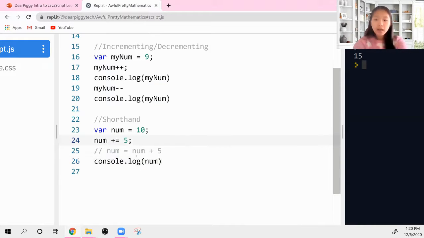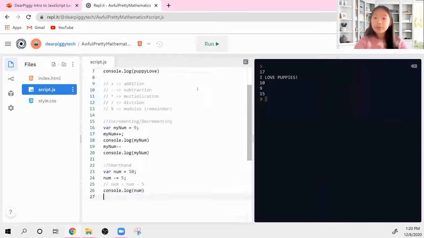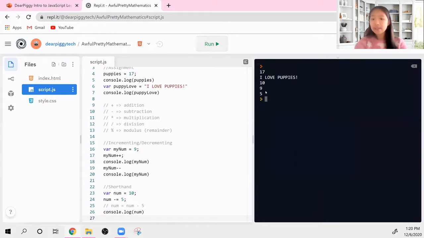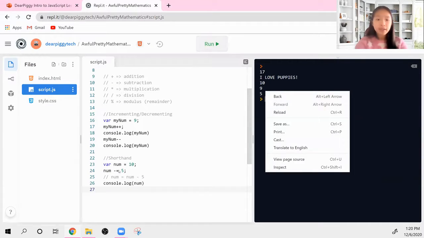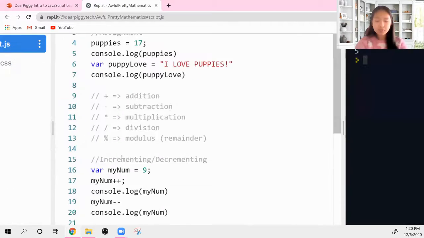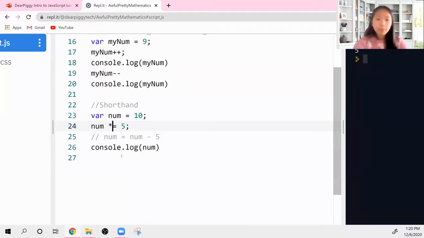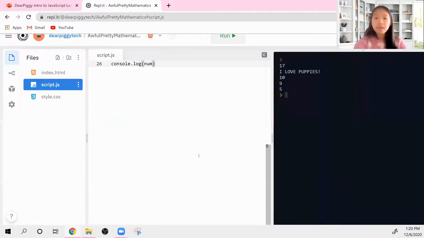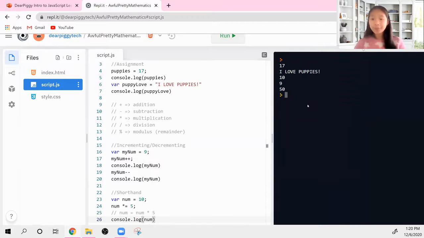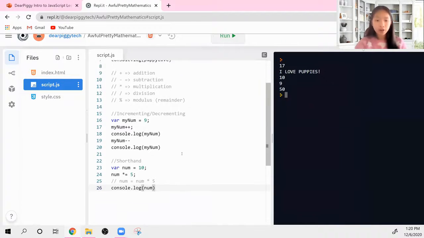Let's try it again. num minus equals 5. So this would be num minus 5. What do you guys think would come out now? Probably 5, because 10 minus 5 is 5. And yes, we are correct. Let's work on asterisk equals 5. This multiply equals 5. What are we going to get? This is probably num times equals 5, right? So we're going to get 50. Hopefully by now you're starting to get a sense of the pattern, what's going on in our code.